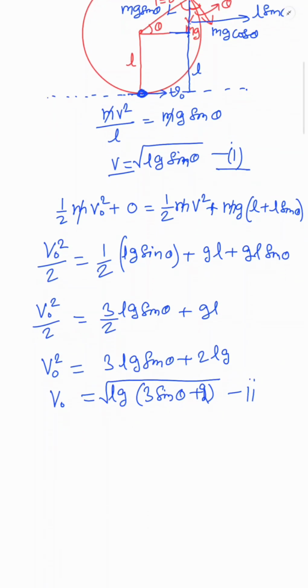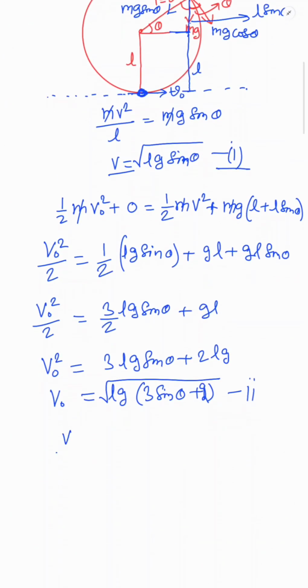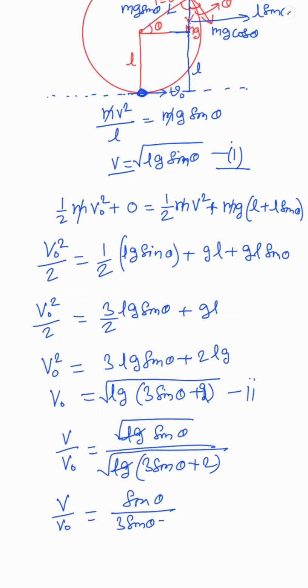Now from here we can find v upon v0. v upon v0 will be the square root of Lg sin theta over the square root of Lg times 3 sin theta plus 2. Lg cancelled out. So v upon v0 is sin theta upon 3 sin theta plus 2, raised to 1 by 2. That will be our answer.